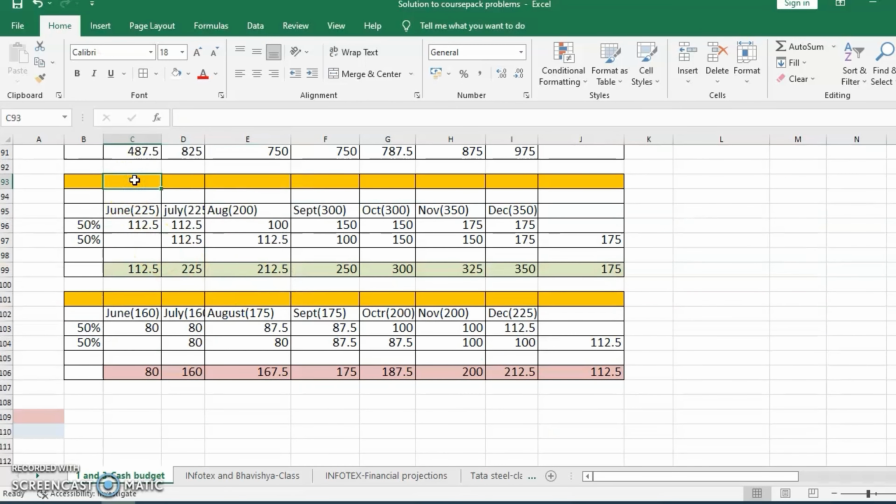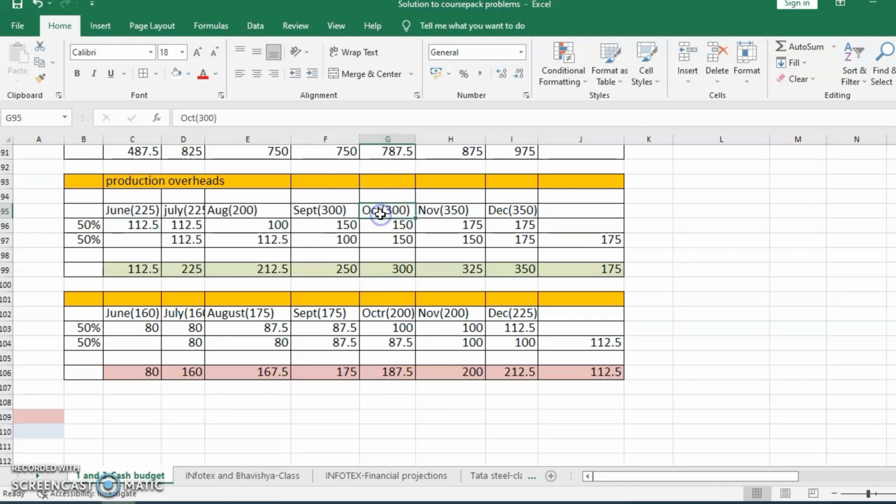So how do we calculate? Let me take this as for production overheads. 50% is paid the same month, while 50% is carried to the next month. So what you have incurred in the month of June, 225, 112.50 you shall pay in the same month, while 112.5 you shall carry to the next month.